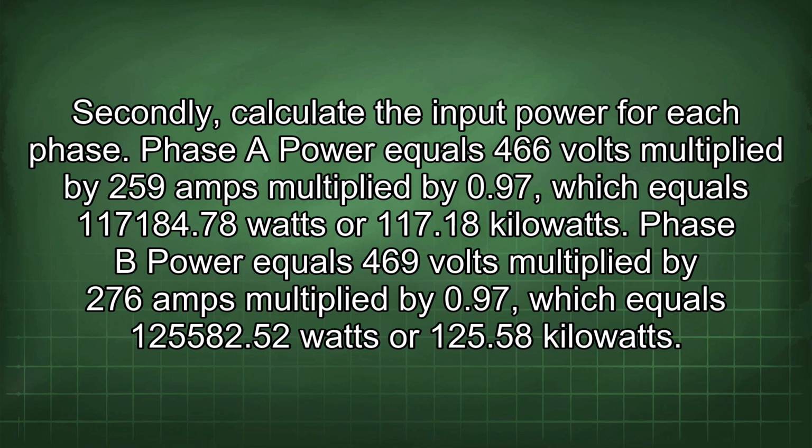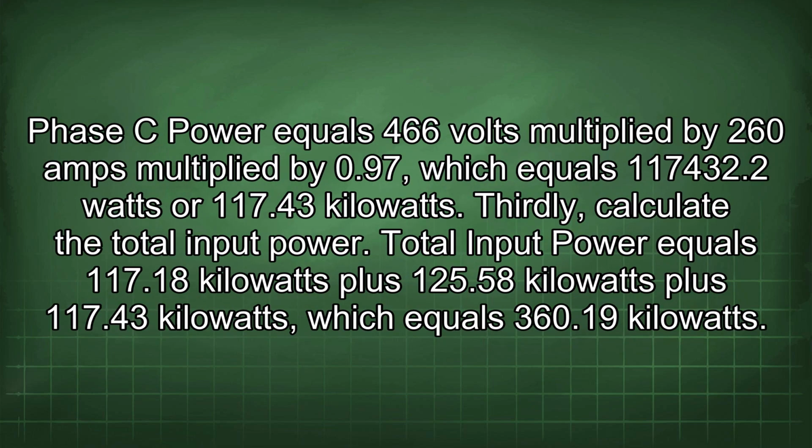117,078.. watts or 117.18 kilowatts. Phase B power equals 469 volts multiplied by 276 amps multiplied by 0.97, which equals 125,582.52 watts or 125.58 kilowatts. Phase C power equals 466 volts multiplied by 260 amps multiplied by 0.97, which equals 117,432.2 watts or 117.43 kilowatts. Thirdly, calculate the total input power.